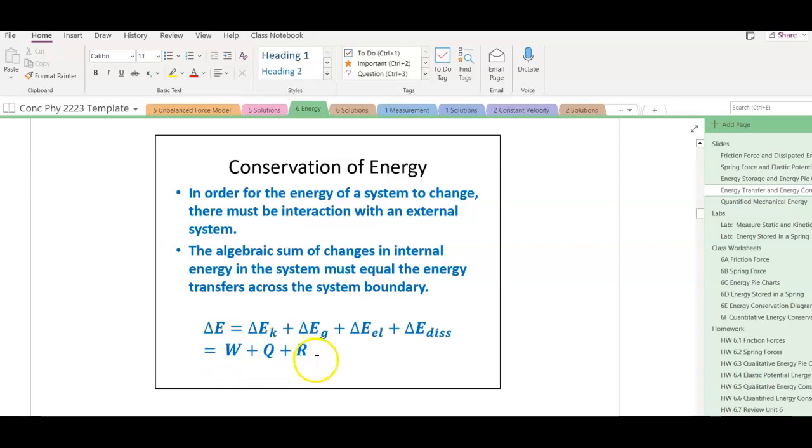Now, the energy will still be stored internally to the system as kinetic energy, gravitational potential energy, elastic potential energy, or dissipated energy. But the total amount of the sum of those energies does not have to stay the same anymore. If work brings energy in, then the sum is going to increase. If work takes energy out, then the sum of those energy storage modes will decrease. Okay, in order for the energy of a system to change, there has to be an interaction with an external system.